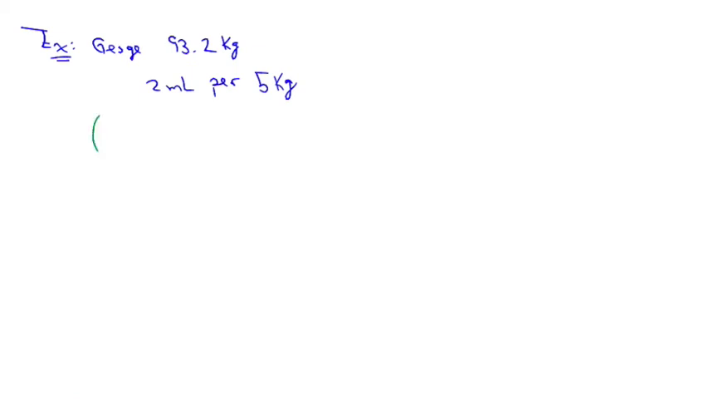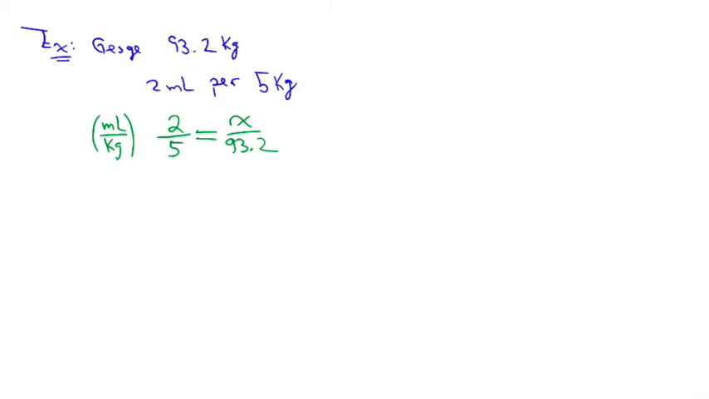So let's set it up as milliliters over kilograms. The first fraction would be 2 milliliters over 5 kilograms is equal to. Now here I'm not going to multiply by a conversion fraction, I'm just going to set it up as a proportion. So for every 2 milliliters, the person's supposed to weigh 5 kilograms. Over here, do I know how many milliliters George is supposed to get? No, put an x there. Do I know how much George weighs in kilograms? Yes, 93.2.